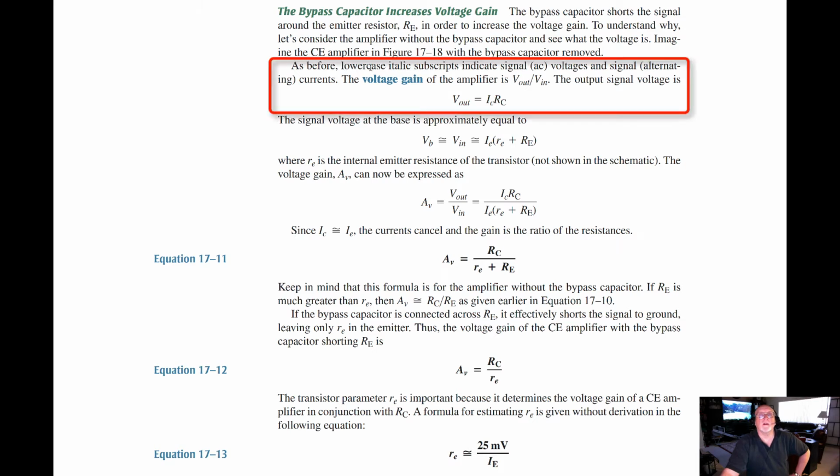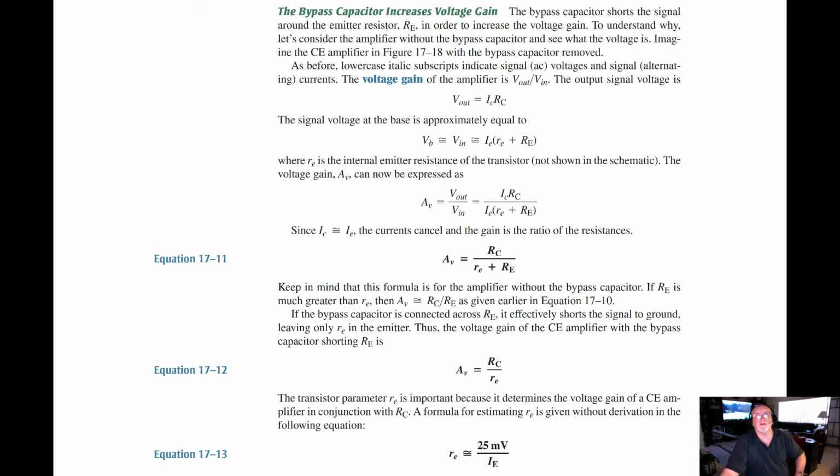As before, lowercase italic scripts indicate the signal or AC signals and signal alternating currents. The voltage gain of the amplifier is V out over V in. The output signal voltage then, V out, is equal to that current resistor relationship, I sub C, R sub C. Again, you're going to see lots of these relationships in dealing with the transistor. So I hope you're writing them down and giving yourself some notes on what and why and where to use these.